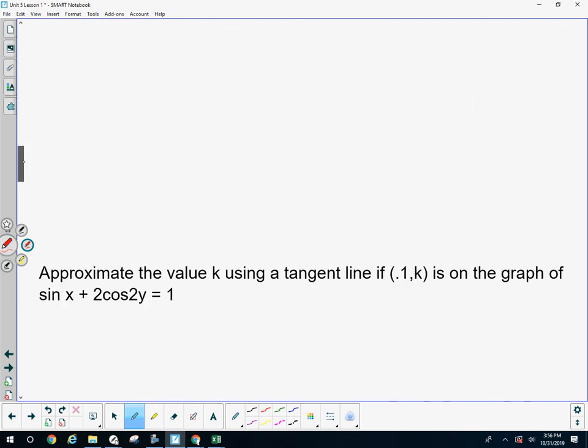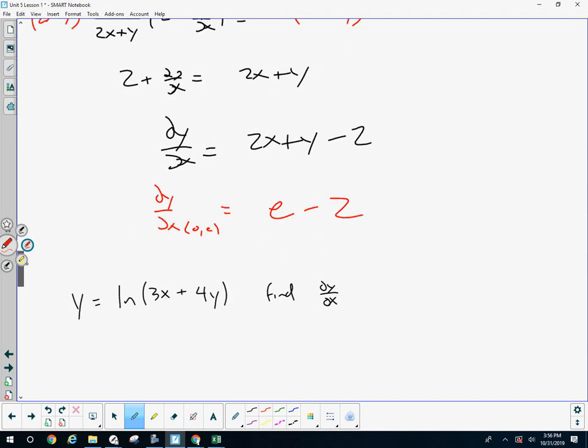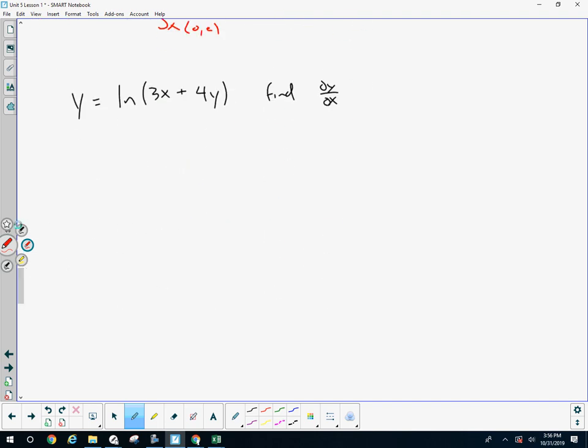All right, let's get to this one. This one will be a little bit more difficult because of the dy/dx on that side. Go ahead, take the derivative. Very similar to the last one in that you'll have 1 over 3x plus 4y times the derivative of 3x plus 4y.